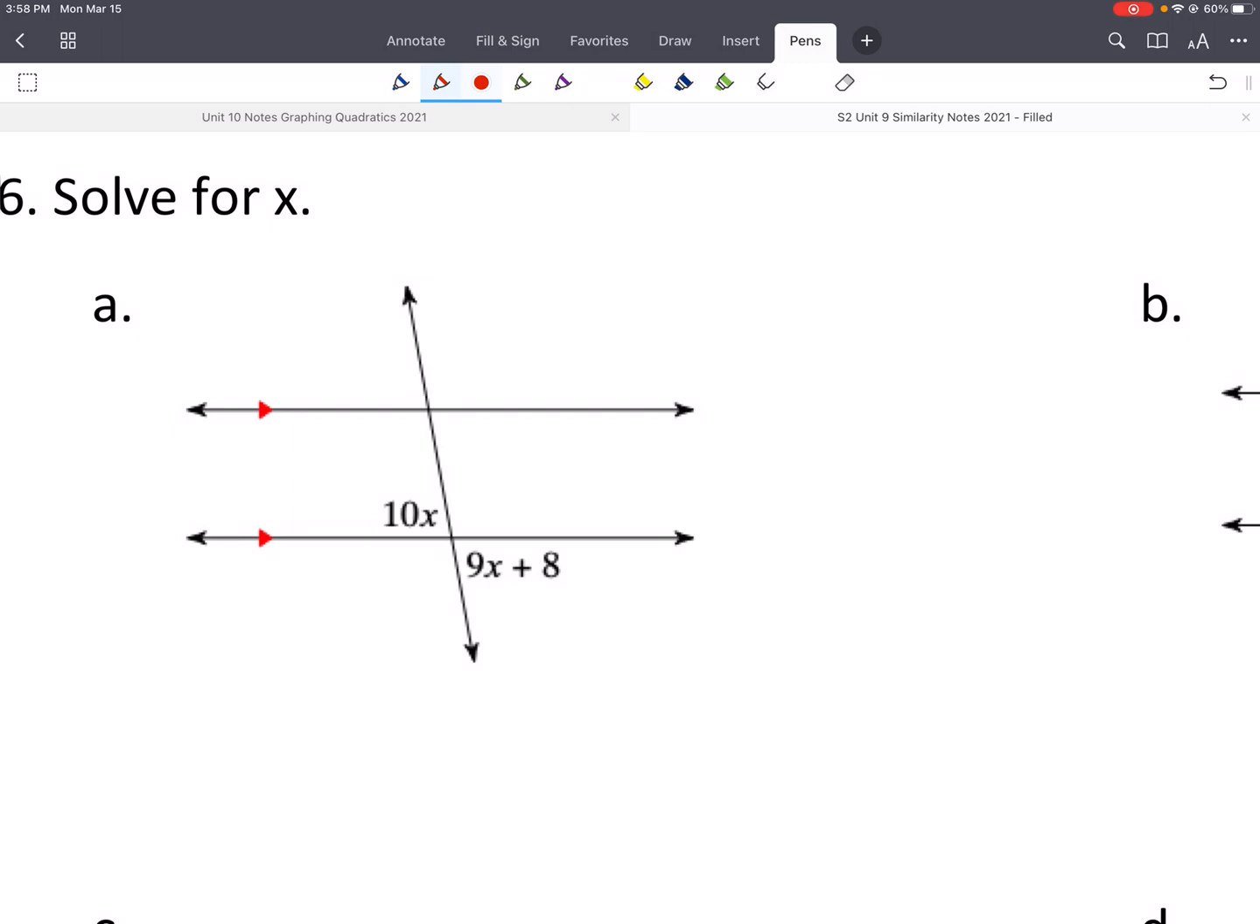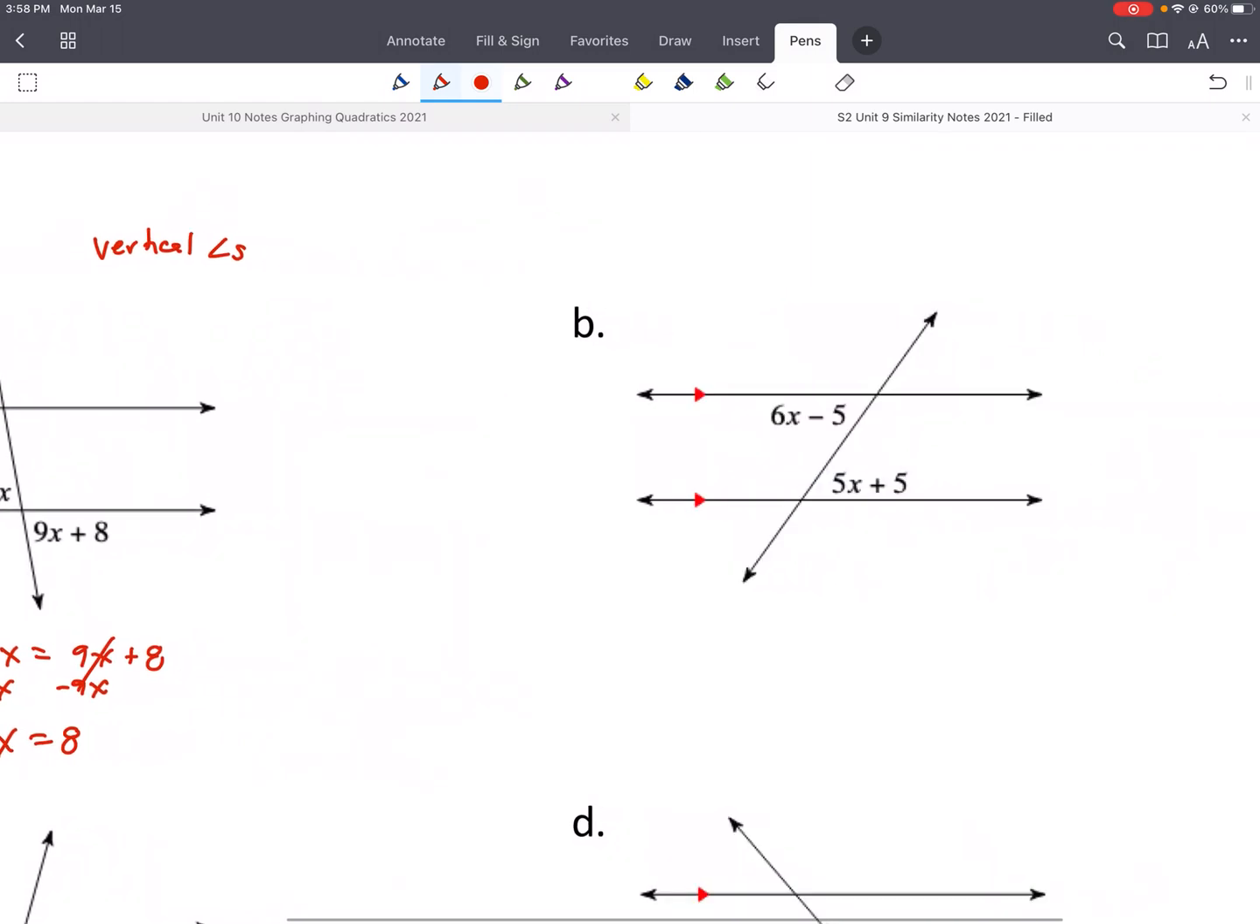So first off, we can say that these are vertical angles. And if they are, we know that they are congruent. They're the same. So 10x is equal to 9x plus 8. We could subtract 9x from both sides, and we end up getting x equals 8.